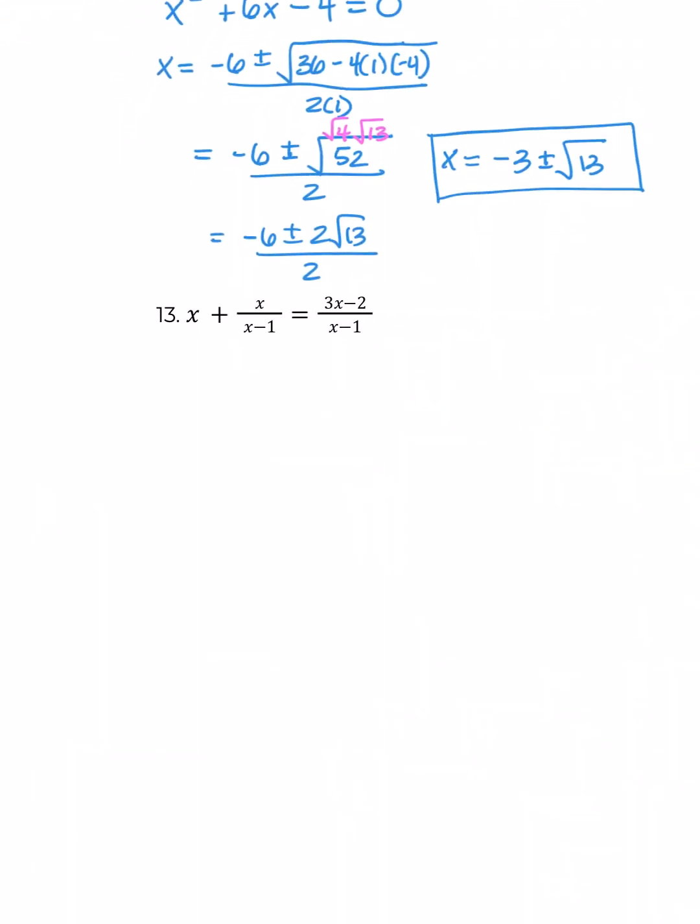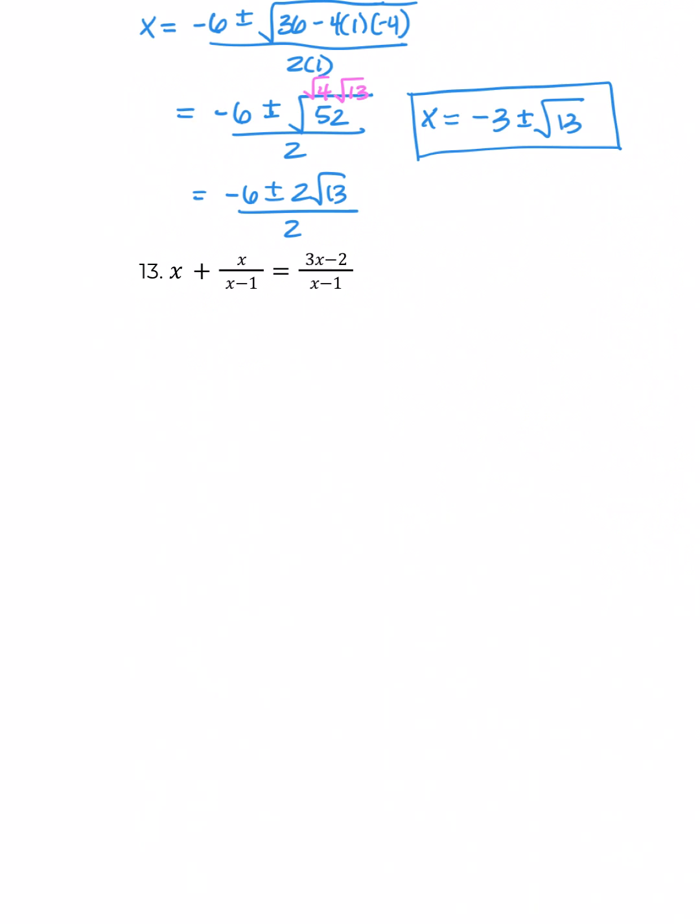Okay, number 13. We're growing in difficulty a little bit with these problems. Okay, right away I notice I've got 2 terms on the left-hand side, 1 term on the right. And these 2 have common denominators. And when I look at that denominator, that tells me that x cannot be equal to 1, because that's where our denominator would be 0.